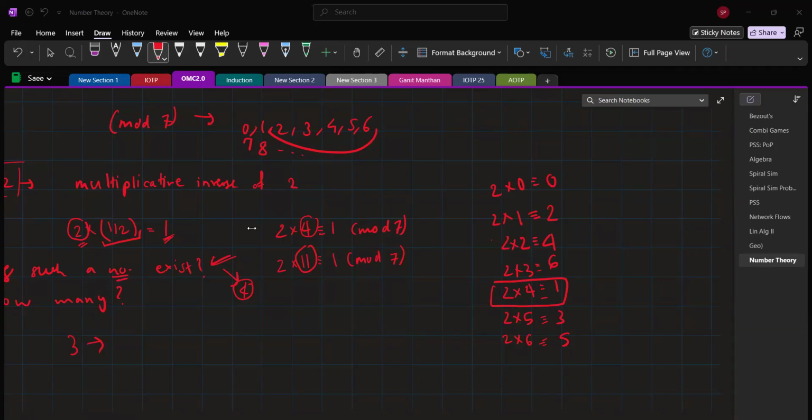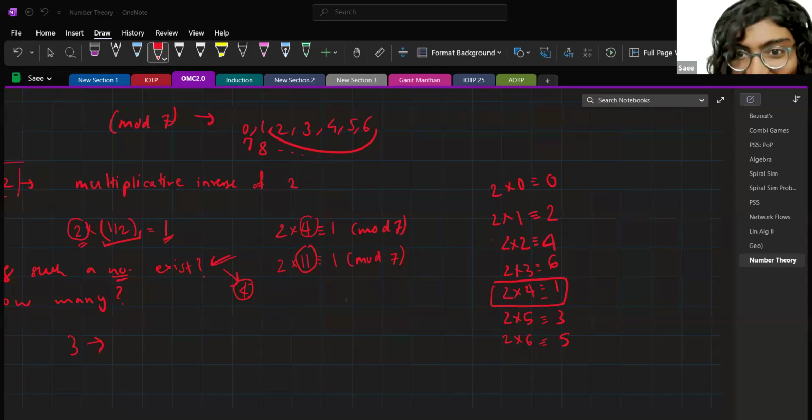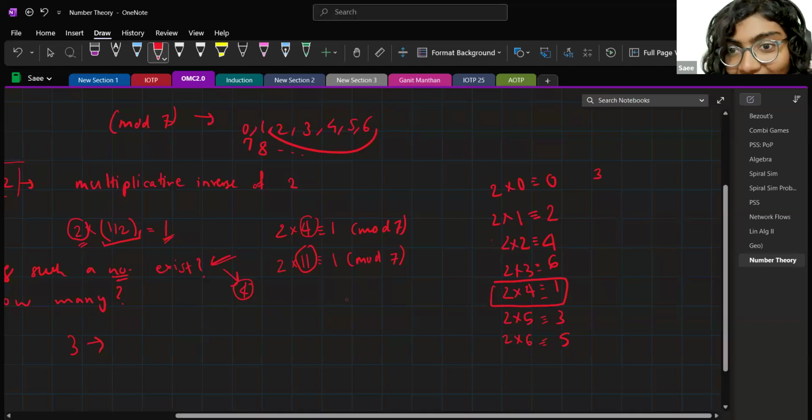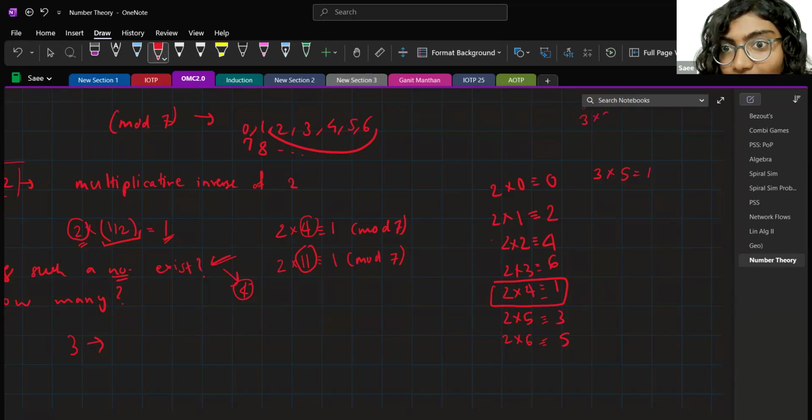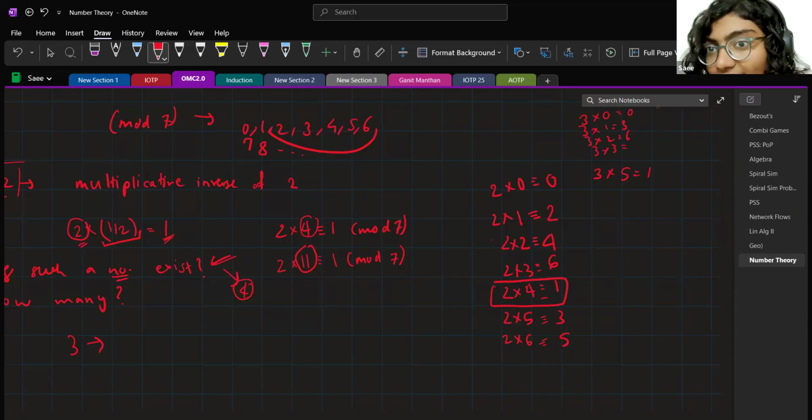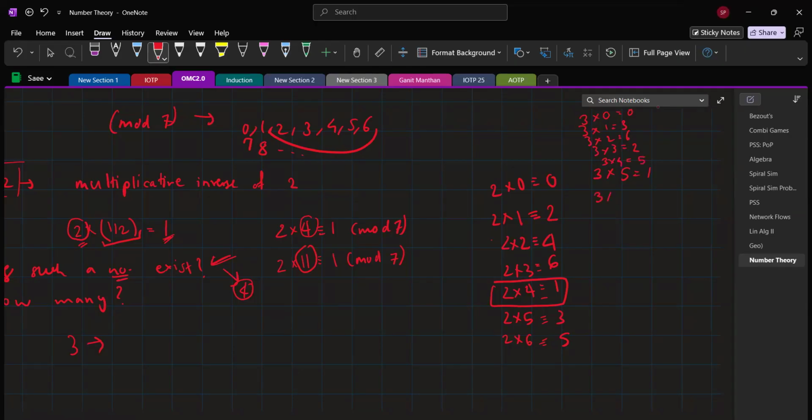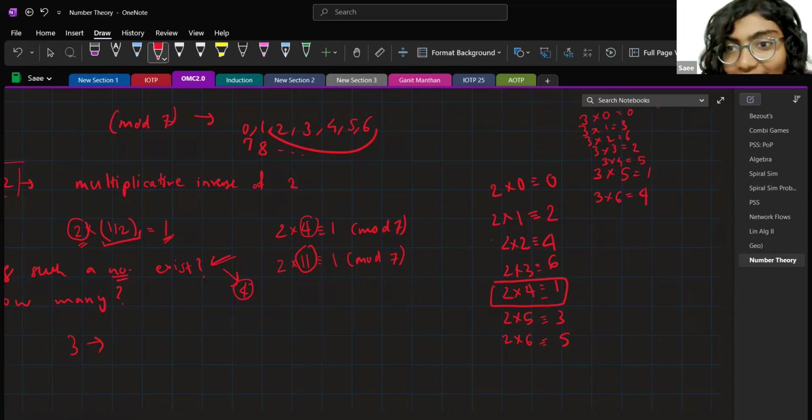3 has only one inverse, that is 5. Okay, interesting. 3 times 5 is 1. So we will again have 3 times 0 is 0, 3 times 1 is 3. I'm just going to write these out. 3 times 4 is, what is 3 times 4? 5. Yeah. 3 times 6 is 4. Very interesting indeed.